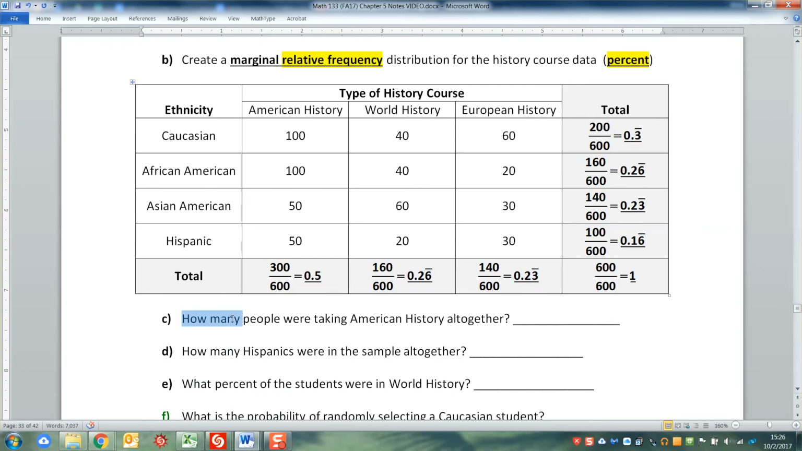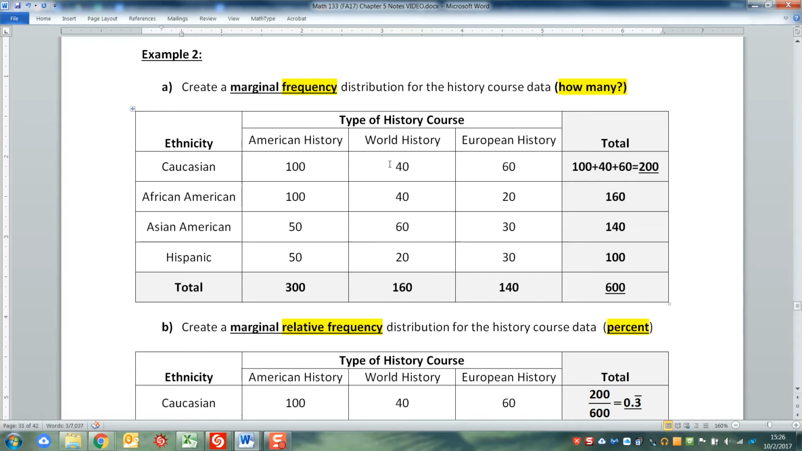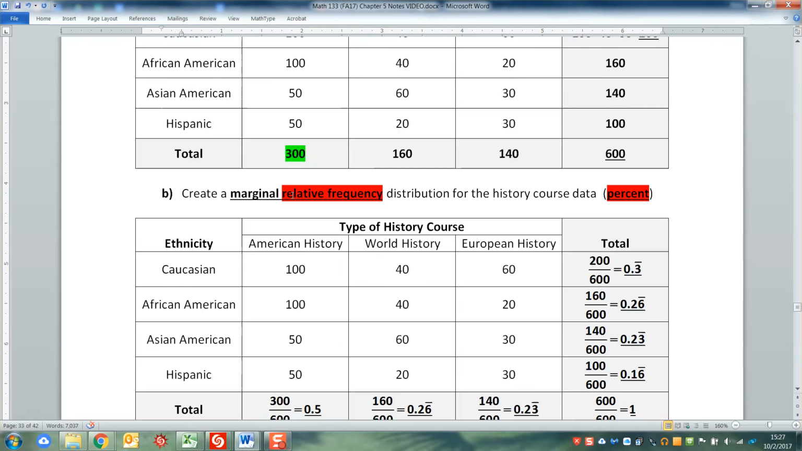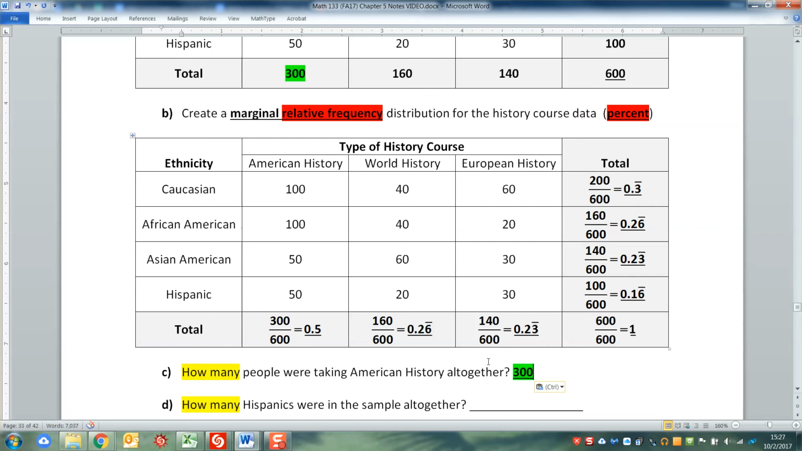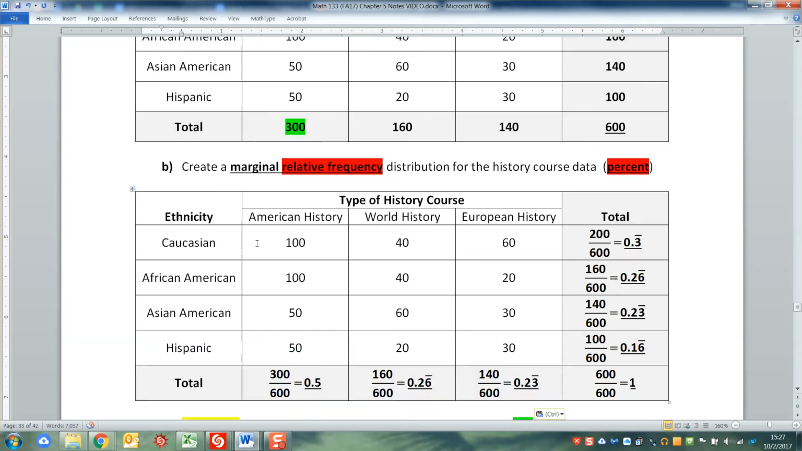Okay, so down here when they say how many, that's frequency. So we're talking about the top table. I'm going to go back up here and say American history. There were 300 here in American history, so our answer is 300. And just to help out, I highlighted in yellow the how many part to let you know it's frequency. And I changed the color here. I called those red for relative frequency. That way when we get to those questions, it'll make it a little bit easier.